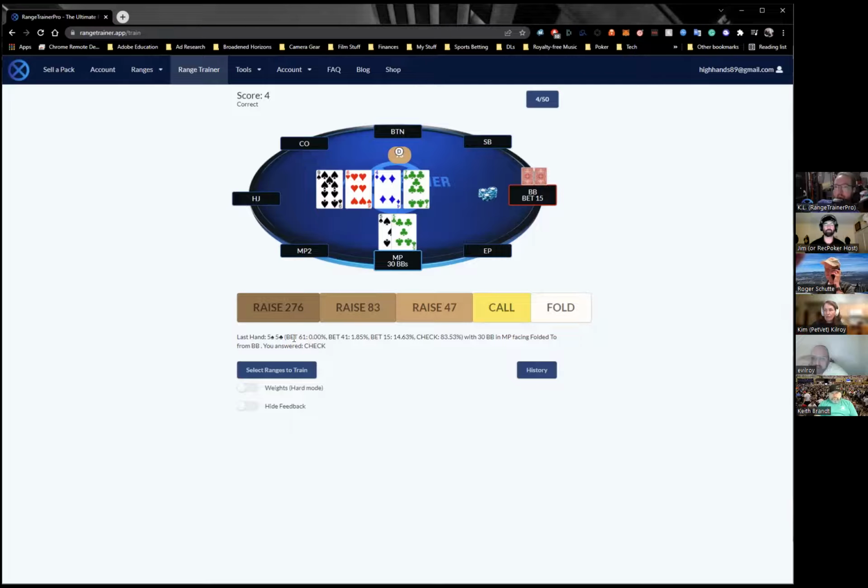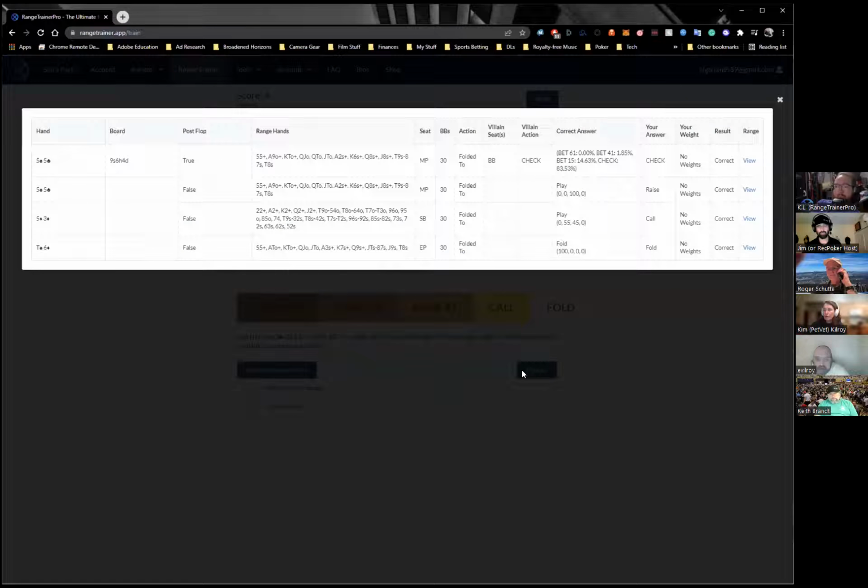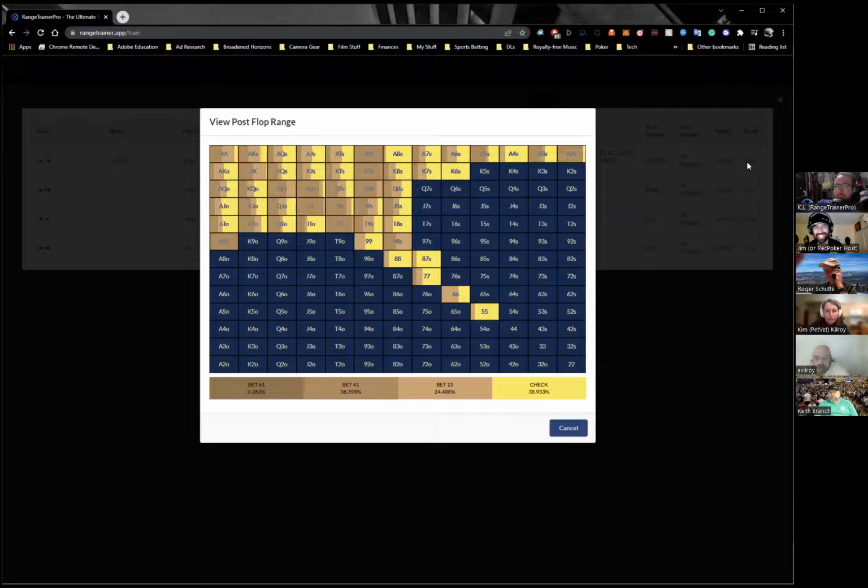Down here, we can see that there's a text string that shows us the action options that were there and the frequency with which we should take each option. So check was 83.5%, we should do that 83% of the time. We can also hit the history button on the bottom right. And it's going to give us a table here of the situations from this session. And we can view the range by hitting the view on the far right.